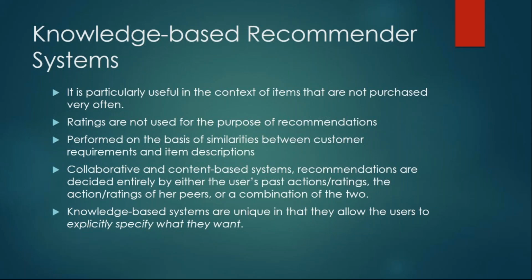Knowledge-based systems are unique in that they allow the users to explicitly specify what they want. Suppose when you go and buy a car, you specify something: I want this manufacturer or this model. In the same way, if you want to buy a house, you come with your specification, your total square feet, how many BHK, and so on. So this is one of the knowledge-based recommenders.